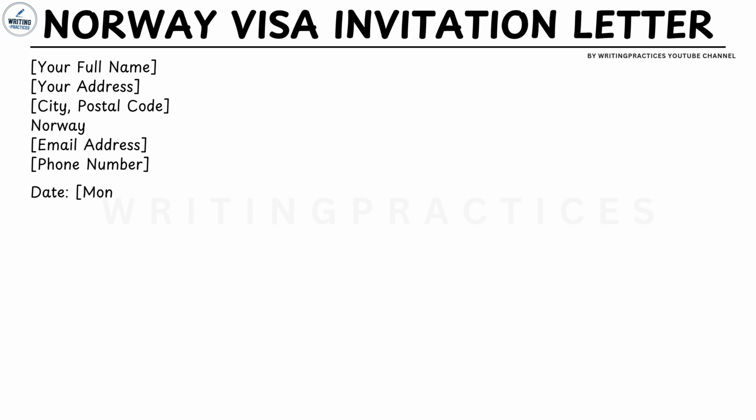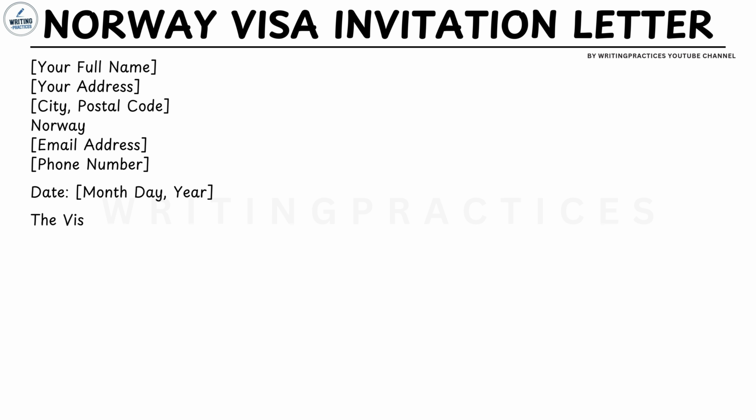Date. Next, include the date you're writing the letter. Place it below your contact details. This provides a timeline for the embassy to process the application. Use a standard format like January 6, 2025 for clarity.